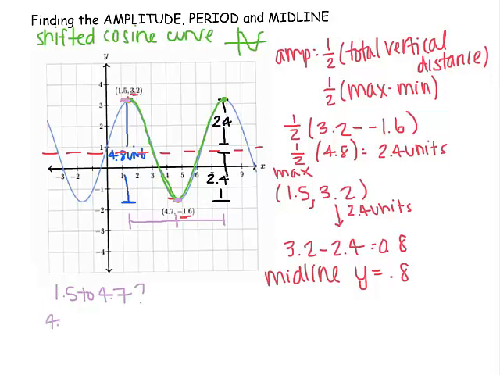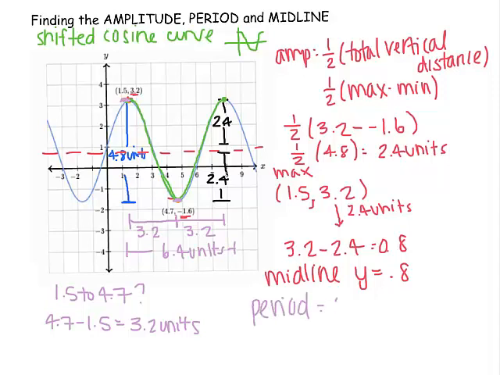I would have to go 3.2 units. You are correct, 3.2 units. So that means that half of the period's 3.2. So in order to get the whole thing, I'm just going to double that. Okay? So that means that the period is 6.4 units. 6.4 units is the period.